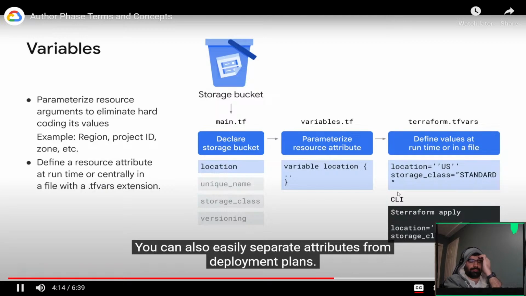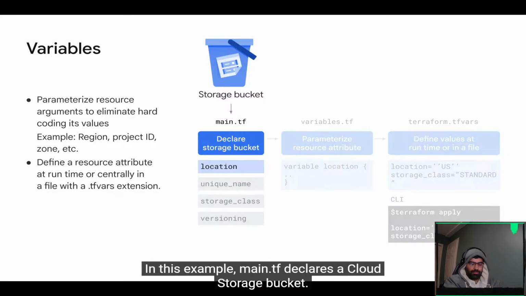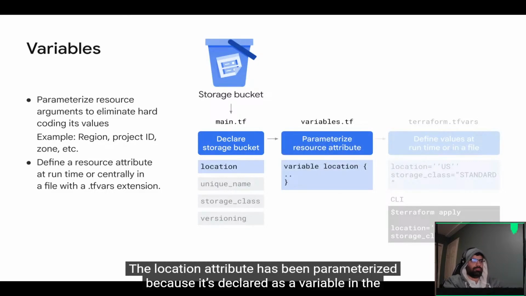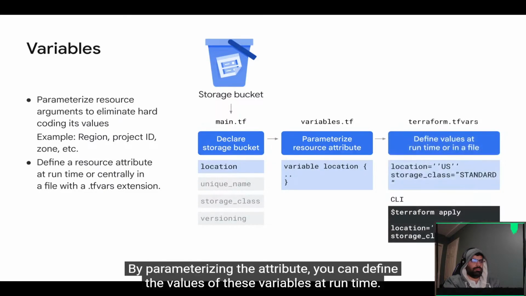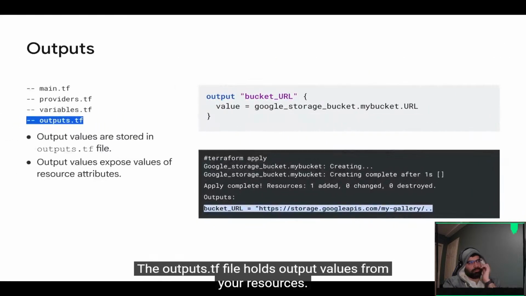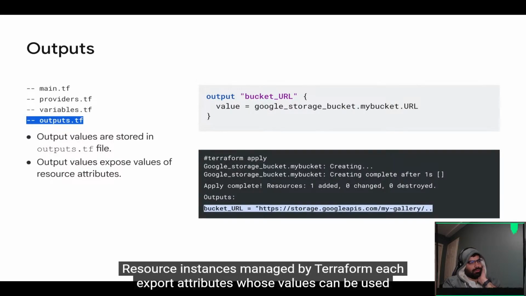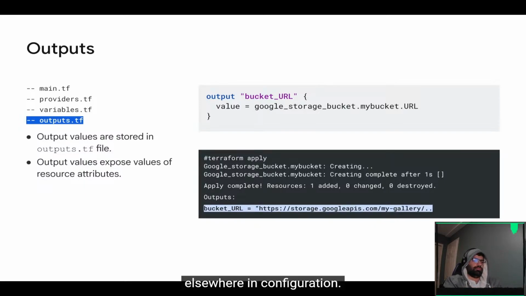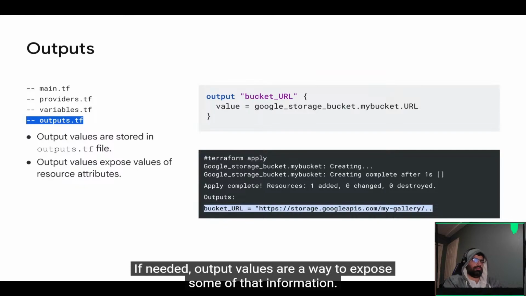In this example, main.tf declares a cloud storage bucket. The location attribute has been parameterized because it's declared as a variable in the variables.tf file. By parameterizing the attribute, you can define the values of these variables at runtime. You'll learn more about variables in the next module. Outputs.tf holds output values from your resources. Resource instances managed by Terraform each export attributes whose values can be used elsewhere in configuration. If needed, output values are a way to expose some of that information.